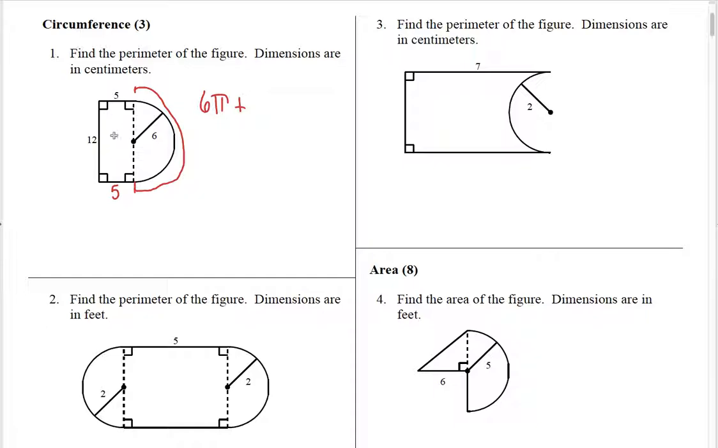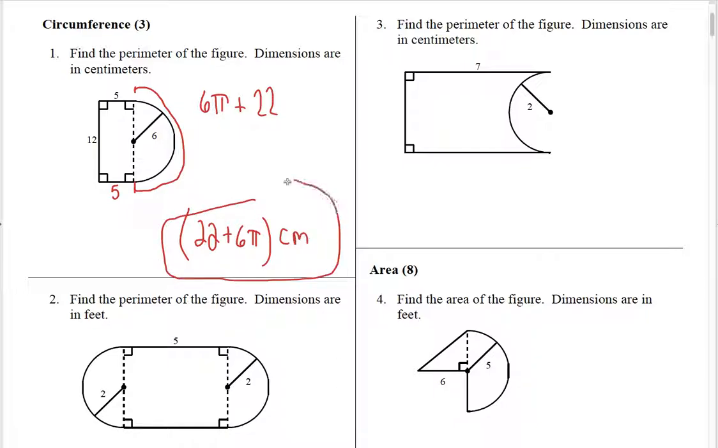We would add 12 plus 5 plus 5, which is 22. And so our answer would just be 22 plus 6 pi centimeters. Not centimeters squared, because we're just looking at distance around something. So it's just a length.